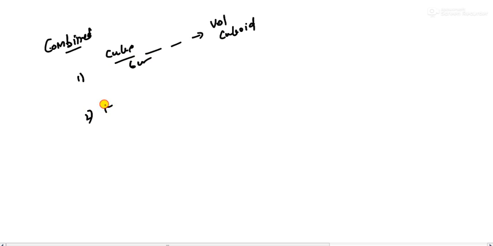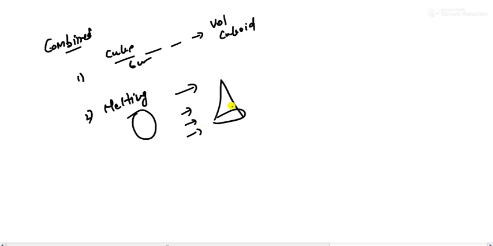Second is based on the melting question. If one figure is melted into another, what will be the volume? It is always the same. For example, if this sphere was there and it was melted to form a cone, what will be the volume of the cone? So it is always equal. The volume always remains the same on melting it. Okay, it is solid conversion. So based on this, if they ask, remember this trick.